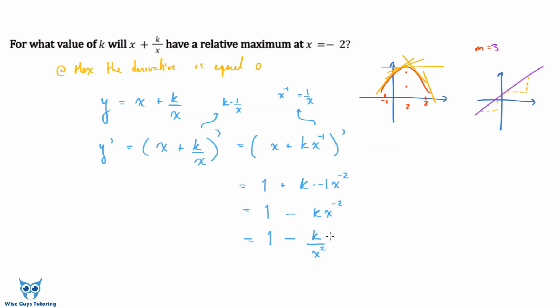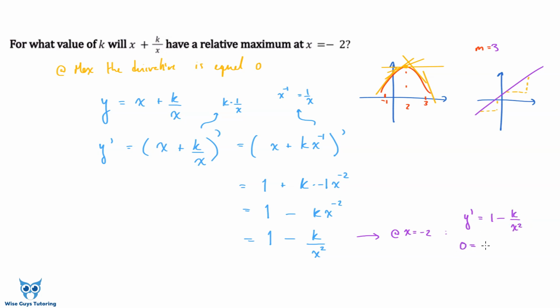Anyway, so now we have the expression for the derivative. We have the expression for the slope at any point x. Now, I have been told that at x equals negative 2, I have a relative maximum. I have some kind of maximum up there, right? So that means the gradient, the slope, the derivative will be 0. So at x equals minus 2, I'm going to set my y prime to 0, and I'll solve for k.